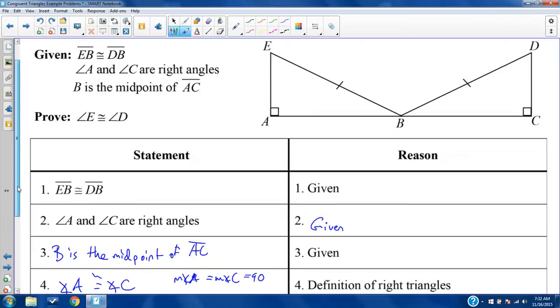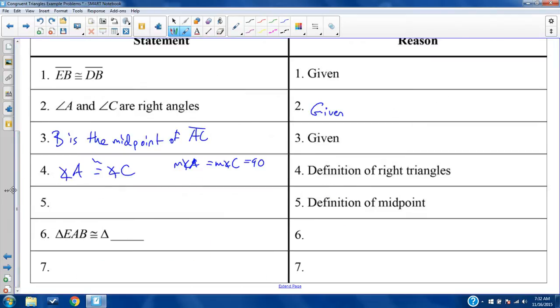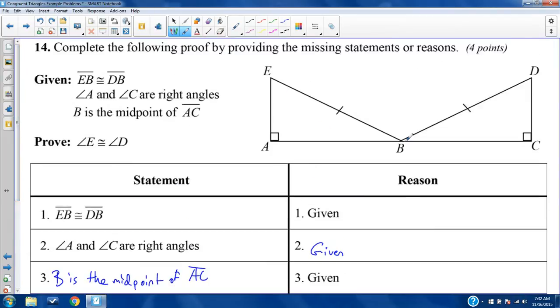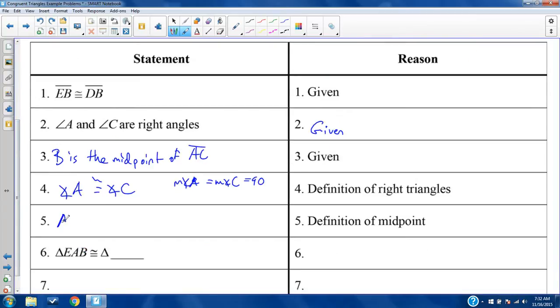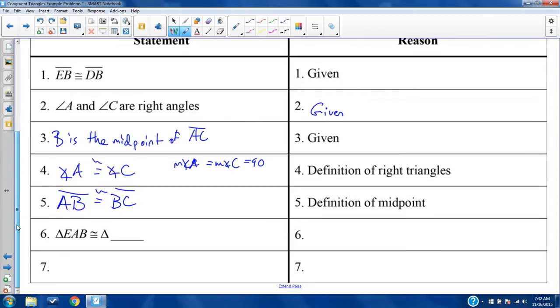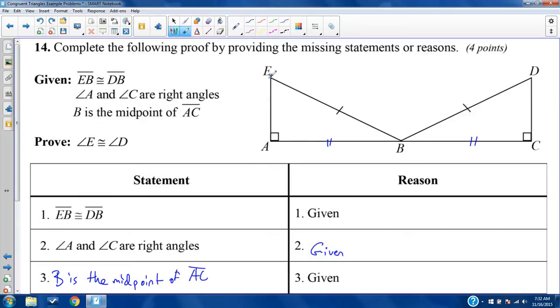Okay, definition of midpoint. Looks like we're going to start marking segments congruent. If B is the midpoint of AC, then segment AB is congruent to BC for that very reason. Definition of midpoint. So AB is congruent to segment BC for that reason. Triangle EAB, let's see, EAB is congruent to DCB. Looks like that's what corresponds. Okay, EAB, DCB.